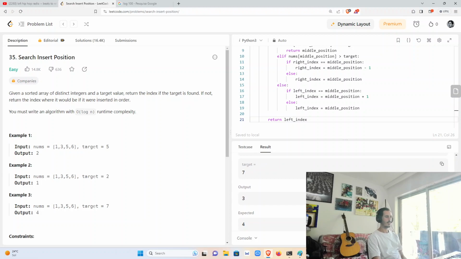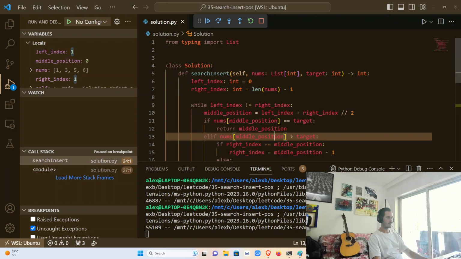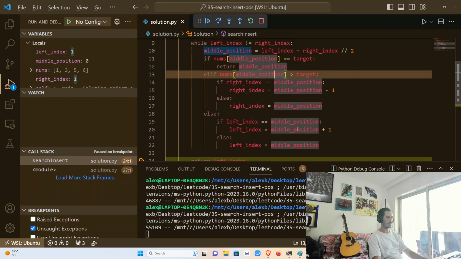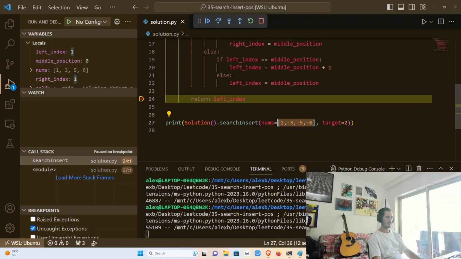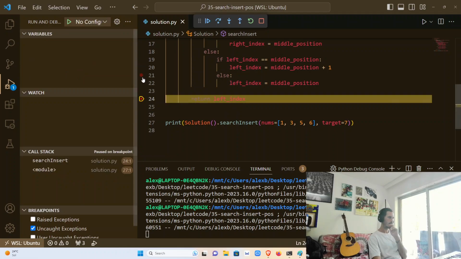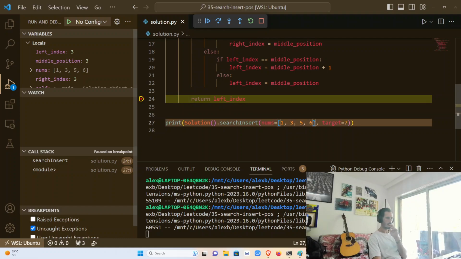Ah, 7. I think I'm overcomplicating this just because I'm trying to rush. The target is 7. Zero, 1, 0, 1, 2, 3. And that's afterwards. 4.